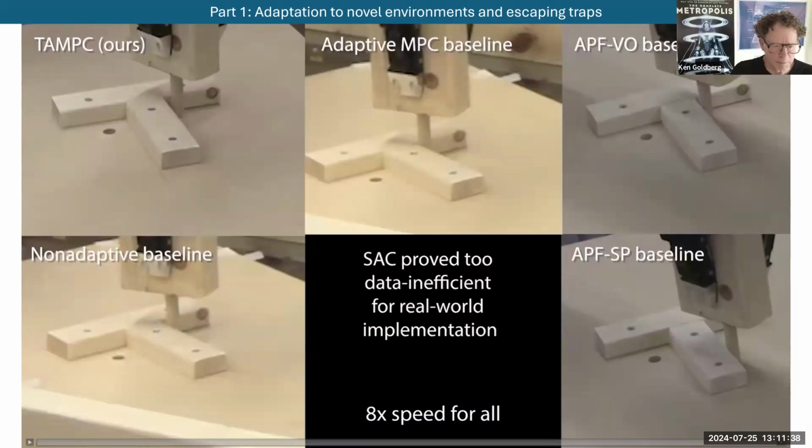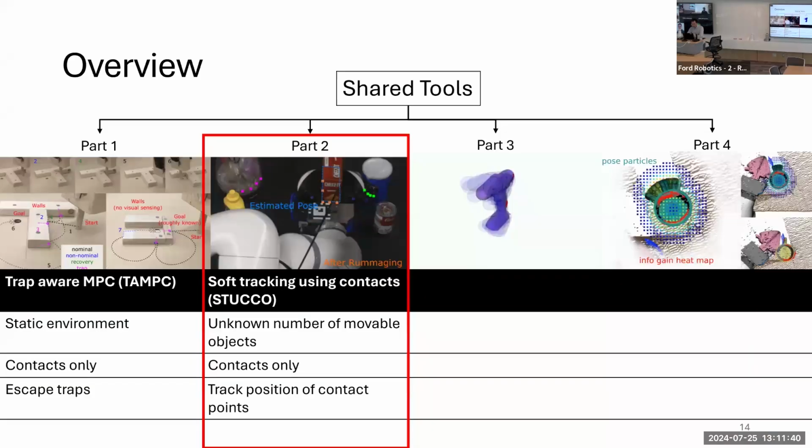Got it. Thanks. All right. Yeah. So next, we're moving on to environments with an unknown number of movable objects. We first consider just the perception problem of tracking the position of previously made contact points. And our method here is called soft tracking using contacts, abbreviated as STUCCO.